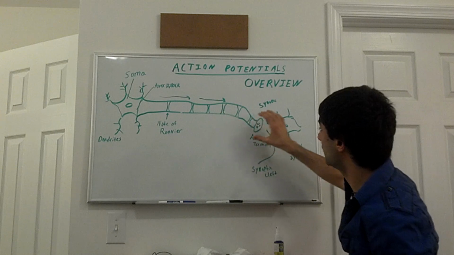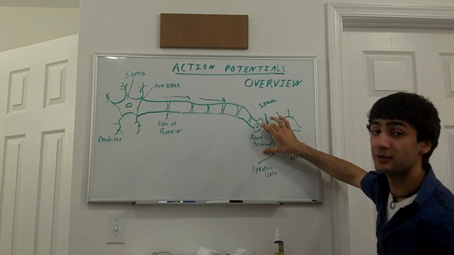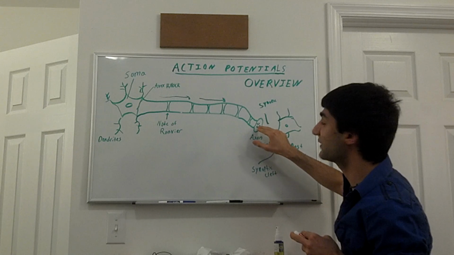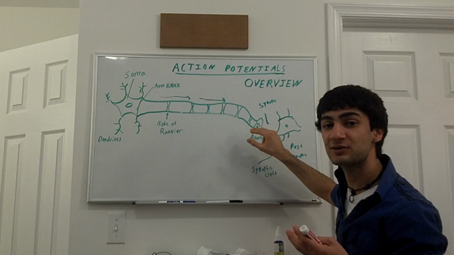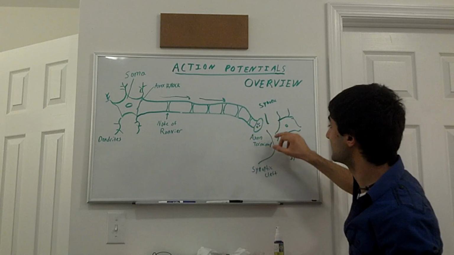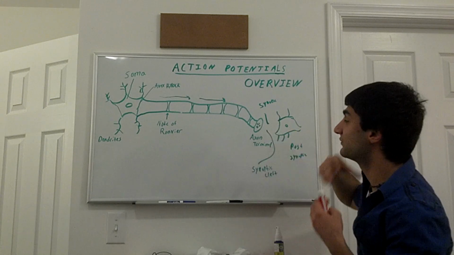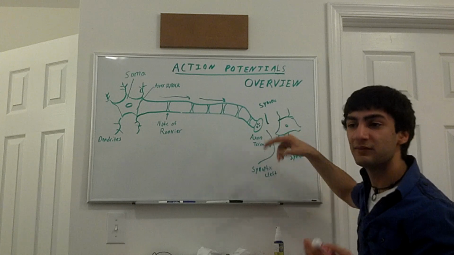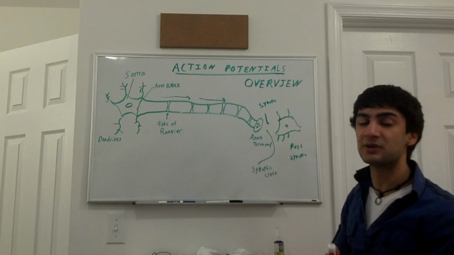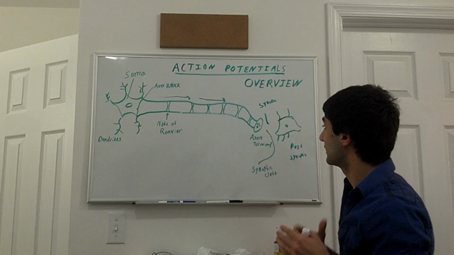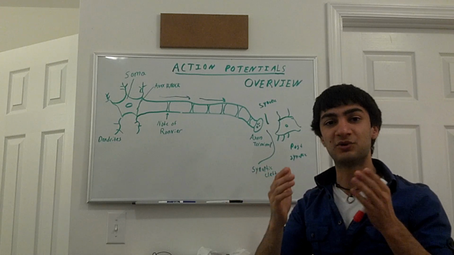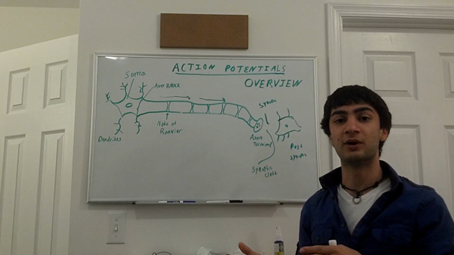From there, we're going to go to the axon terminal. Then we're going to talk about the mechanism that causes the vesicles containing neurotransmitters to be released and sent out to the synaptic cleft. From there, they can be picked up by receptors on the postsynaptic neuron, and by other mechanisms that we can talk about, and we'll cover how signal is transmitted from one neuron to another neuron.